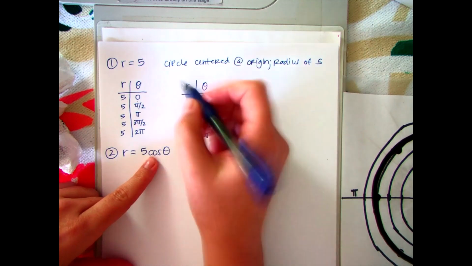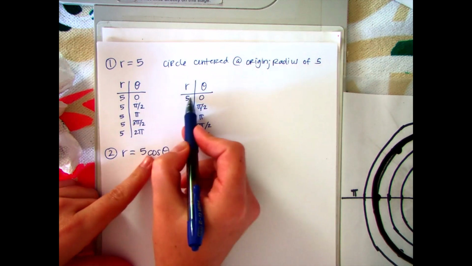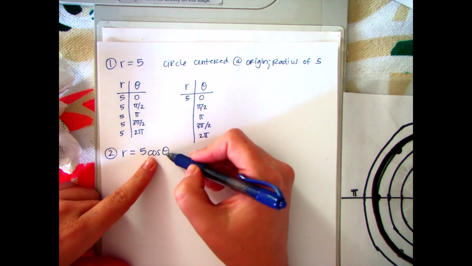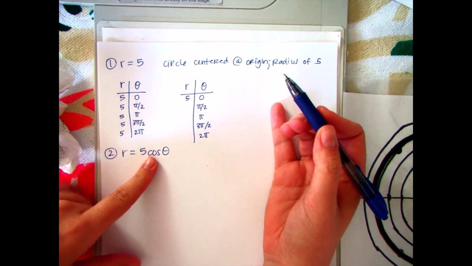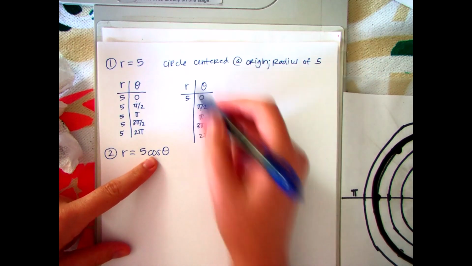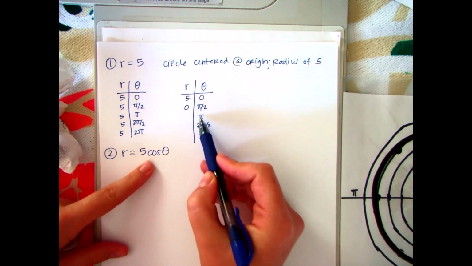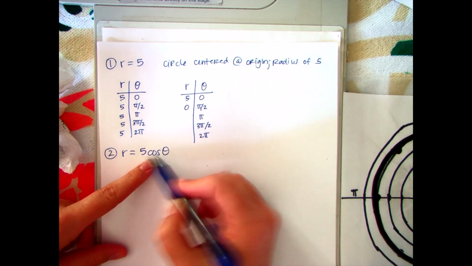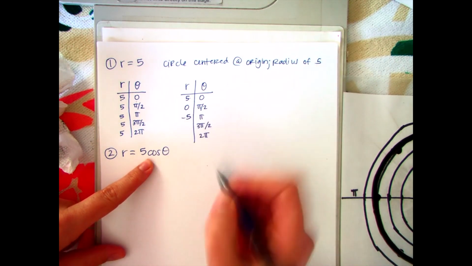It's 1. 1 times 5 is 5. So we're not seeing a change in the output values. But now when I substitute pi over 2, the cosine of pi over 2 is 0, right? The x-coordinate of 90 degrees is 0. 0 times 5 is 0. Plug in pi. If I substitute pi, what's the x-coordinate of pi radians? Negative 1 times 5 is negative 5.